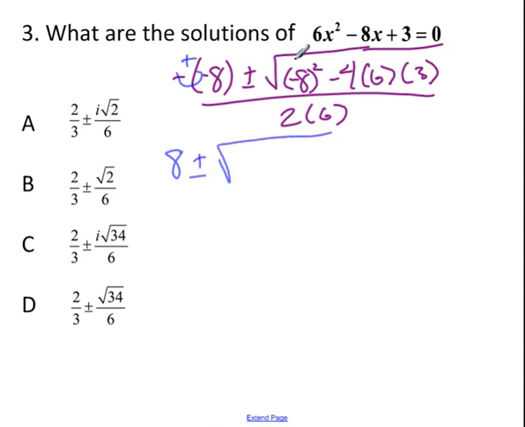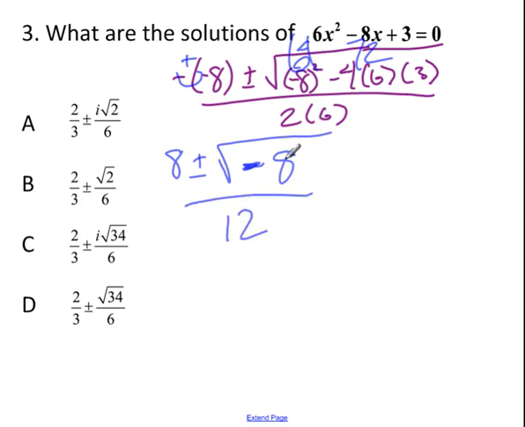Alright, what's happening here? 8 times 8 is 64. 4 times 6 times 3, that's going to be a mess. What do we get there? 4 times 6 is 24, times 3 again is, 72? Is that right? I think so. Yeah, 72. So 64 minus 72 is going to leave me with my negative inside, just like I thought. And 64 minus 72, what's that, 8? Negative 8. Hey, that's nice. 2 times 6 makes 12.